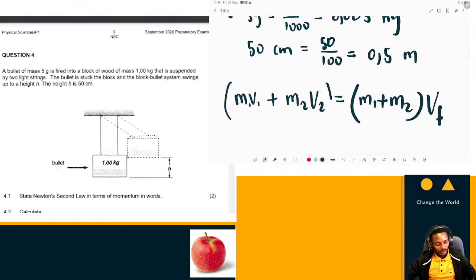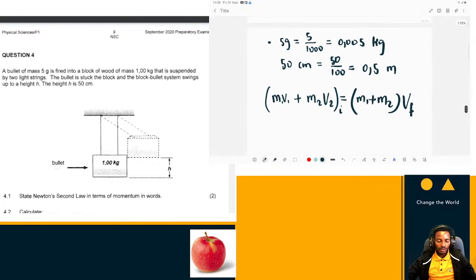So this is before the collision, this is after the collision. This is the momentum of the bullet, this is the momentum of the block, but after the collision the masses of those two objects will combine, and they will share the same velocity because they will be one system.